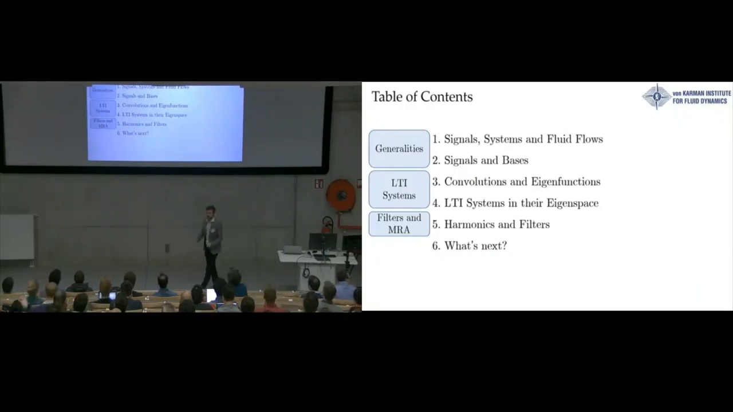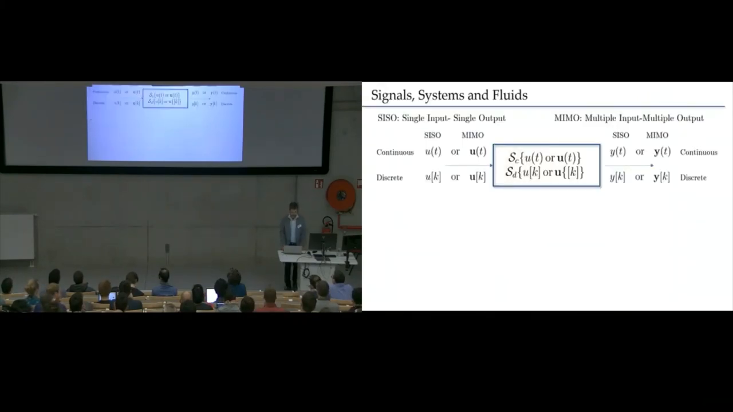This is a review on signal processing, a very compressed one, so it's going to be quite packed. It's divided into three parts. First, some generalities about signals and systems and which ones you are mostly interested in as a fluid dynamicist. Then we talk a bit about signals and the problem of representation. The notion of signal implies the notion of basis, so we will review this. Then we enter into LTI systems. We talk about convolutions and eigenfunctions, LTI systems in their eigenspace. And then I will close with frequency analysis and filters and how they set up the stage for multi-resolution analysis, which is going to be a big topic today. And I will close with a review on what is next, so how this lecture should support the one that comes afterwards.